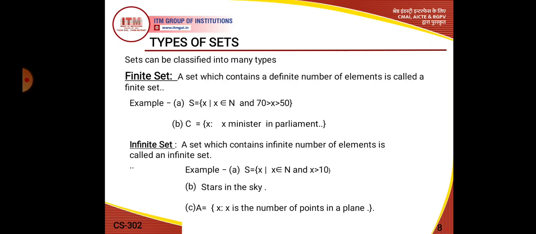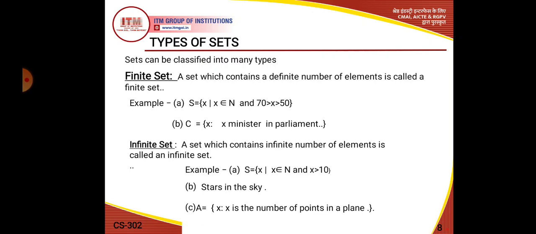Now types of sets. Sets can be classified into many types. The first one is the finite set. A set which contains a definite number of elements is called a finite set. Example, S = {x such that x belongs to N}. Here, capital N is the set of natural numbers, and 70 is greater than x is greater than 50.